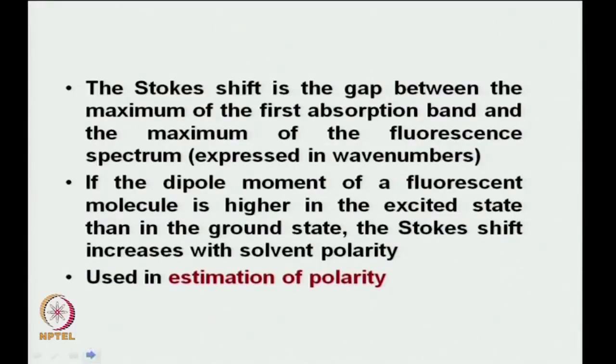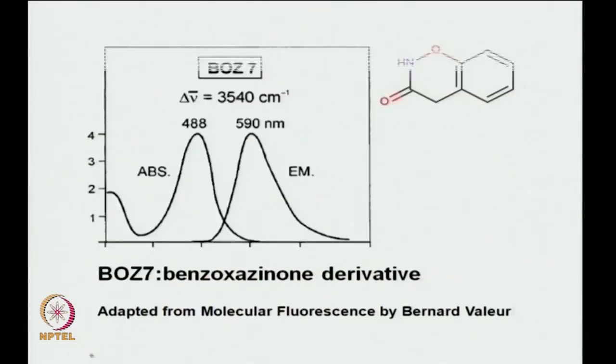So, as I said, it is used in the estimation of polarity of the corresponding solvent. For example, if you would take a fluorophore in solvent A and solvent B, and in solvent A you see that the Stokes shift is small, and in solvent B the Stokes shift is huge, then you would say that solvent B is more polar than solvent A, and that's how you can estimate it. Okay, and there are other scales too.